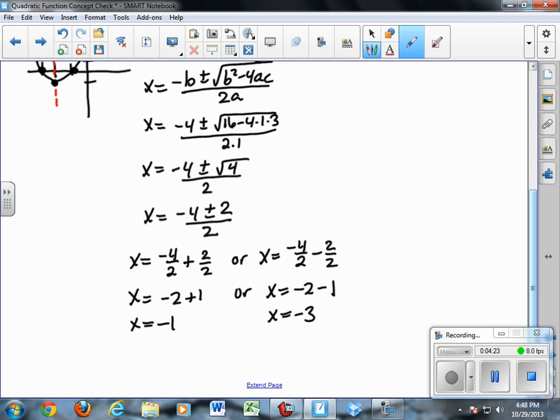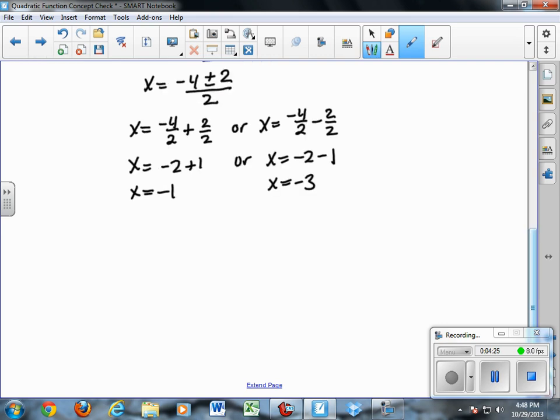But I want you to notice more than the fact that I just got my same two x-intercepts. I also want you to notice the vertex. Notice here when I do -4 over 2 plus 2 over 2 and -4 over 2 minus 2 over 2, when I add 1 to -2 and I subtract 1 from -2, I'm showing that -2 is in the middle. I've added 1, I've subtracted 1. -2 is in the middle.